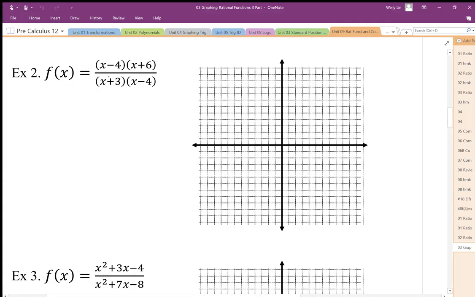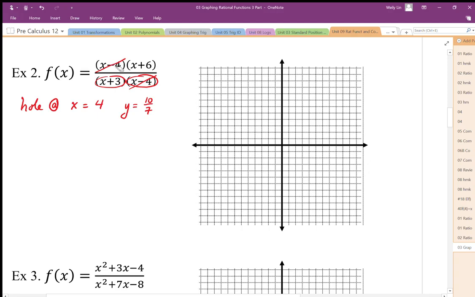Our denominators are going to give us either holes, or they're going to give us vertical asymptotes. So in this case, we're going to cancel these out. So there's a hole at x equals 4. And if we want to find out the y-coordinate of the hole, we just plug in 4 into the numerator to get 10, 4 into the denominator to get 7. So the y-coordinate is 10 over 7. So that's where our hole comes from.